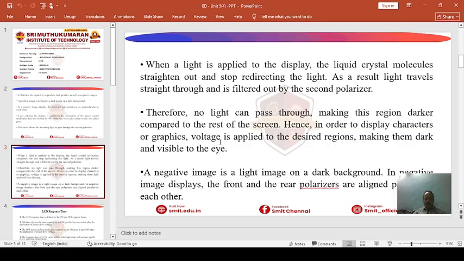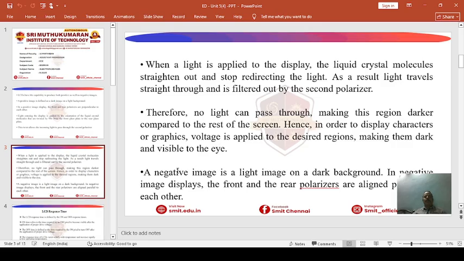Then the operation can be classified as without voltage and with voltage. Without voltage, the incoming polarized light is rotated by the twisted liquid crystal molecules. The rotated light passes through the second polarizer, and the background appears bright. With voltage, it differs. The liquid crystal molecules straighten and align with the electric field. They no longer rotate the light, and the second polarizer blocks it. The energized segments become dark. Thus, by applying voltage selectively to segment electrodes, dark characters are produced on the background. So this is the basic mode of operation of an LCD.